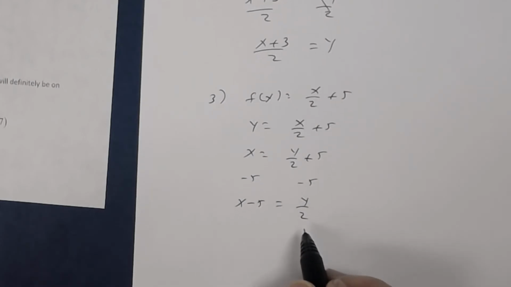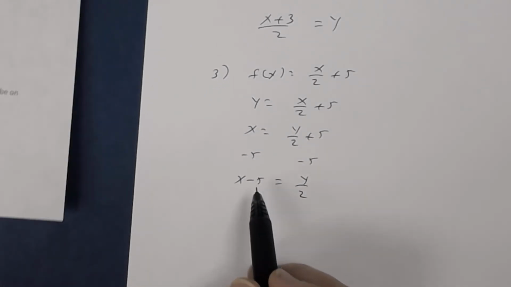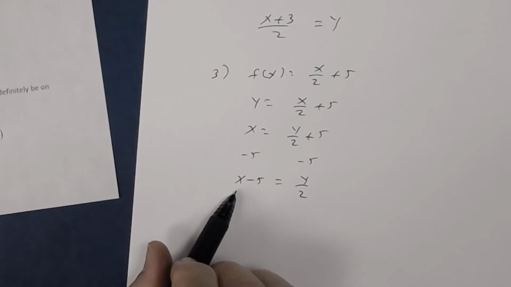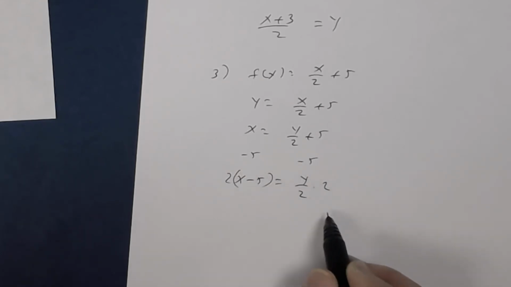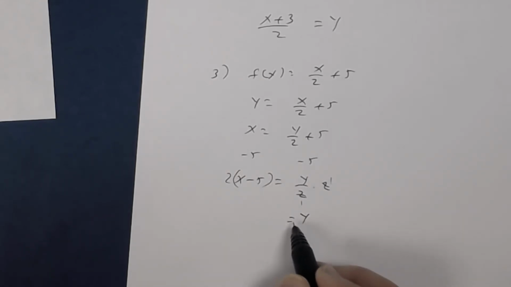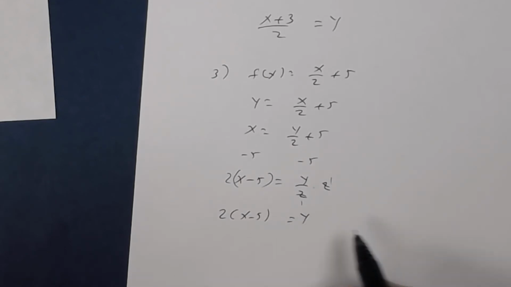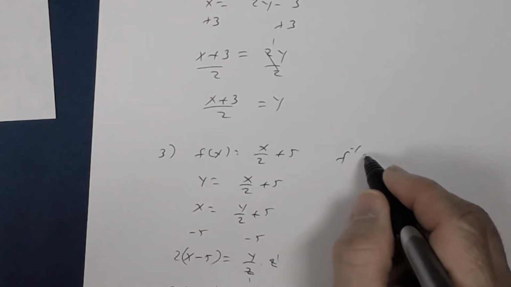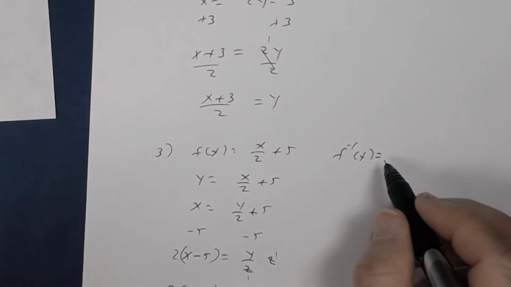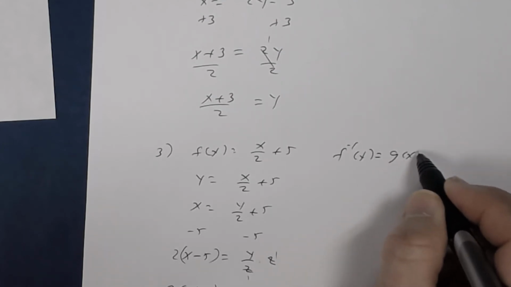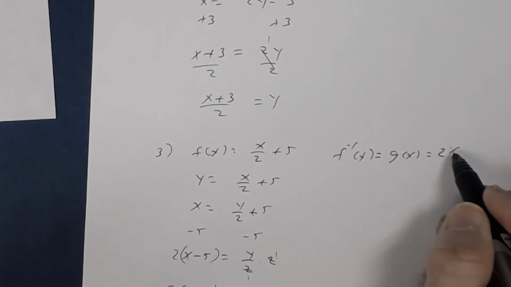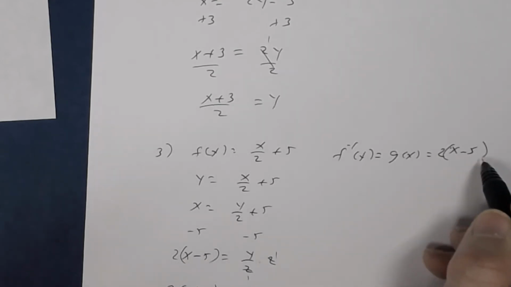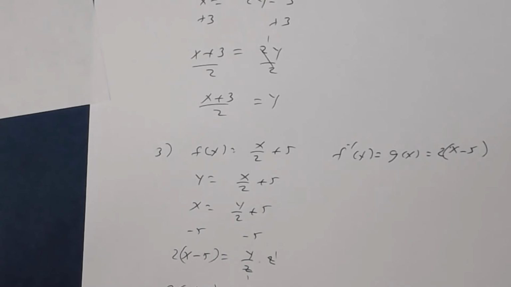And then you see the subtract 5 here. That's what this says: I subtract 5 first, which is what I'm doing. And then we'll multiply both sides by 2. You've got to put that in parentheses. So the 2's divide out, and you get y equals 2 times x minus 5. And so the inverse, which is g of x, they call it. So g of x is going to equal 2 times x minus 5.